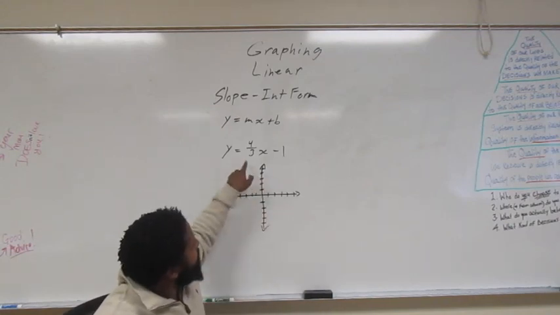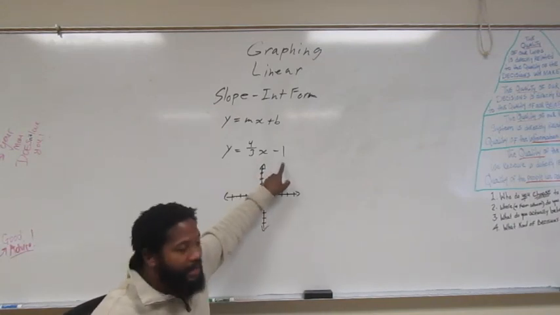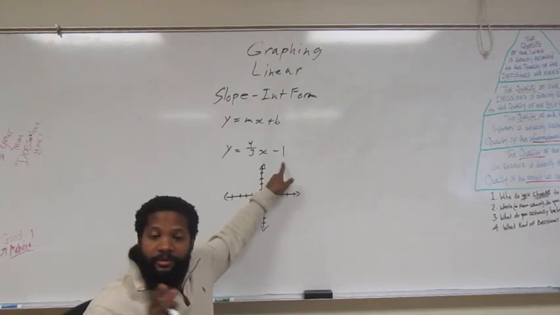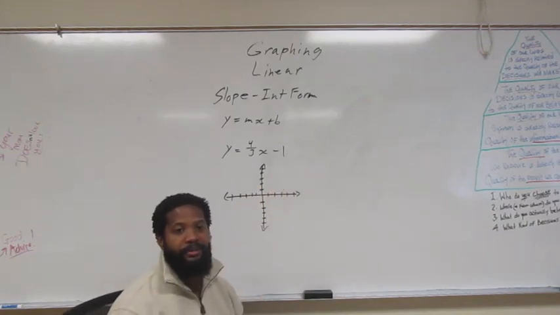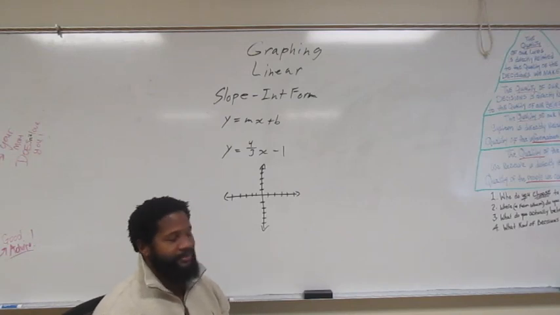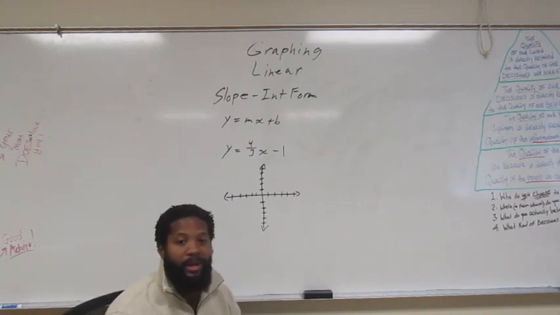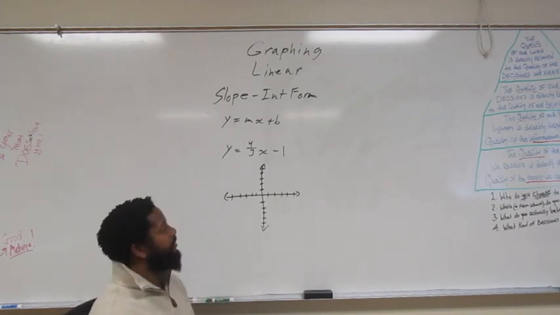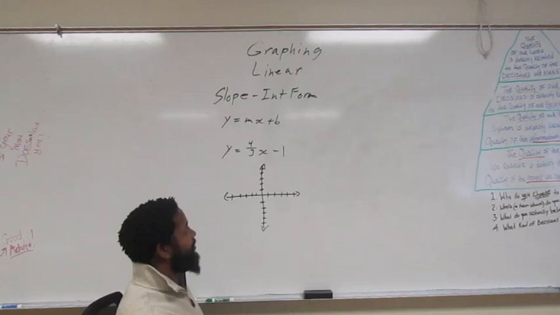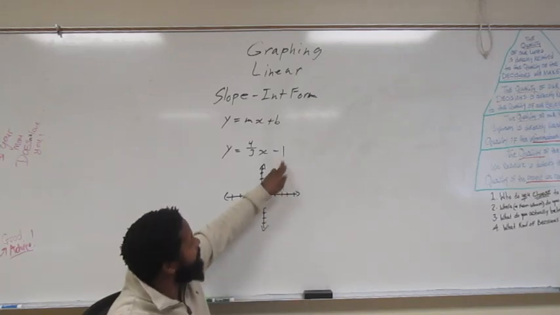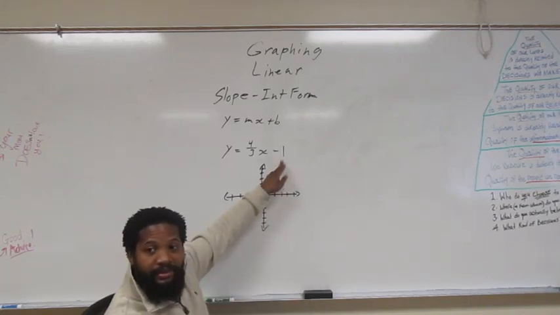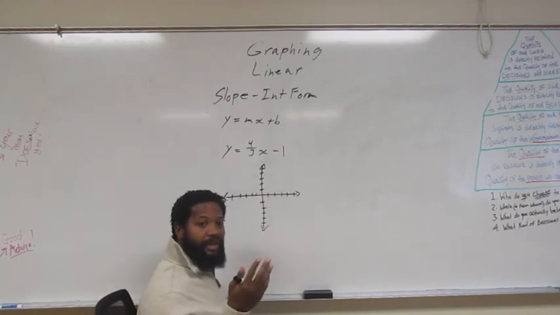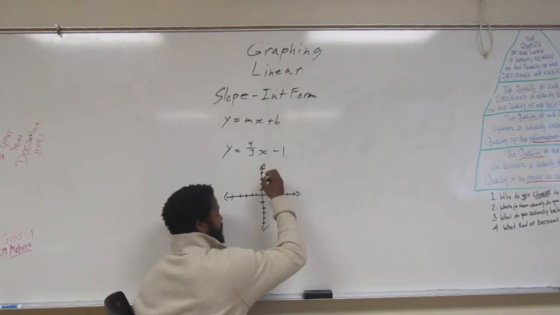You have your slope and you have your what? Y-intercept. What is our y-intercept? -1. Yes. But what is the definition of the y-intercept? Where the line crosses through the y-axis. And it is telling us that our line crosses the y-axis at what point? -1.